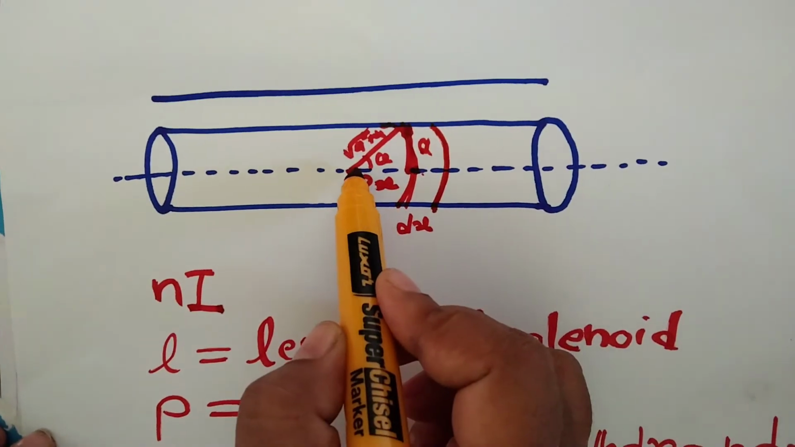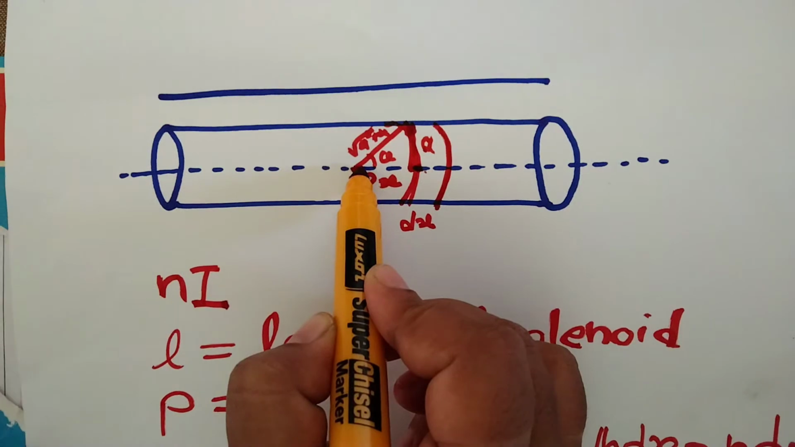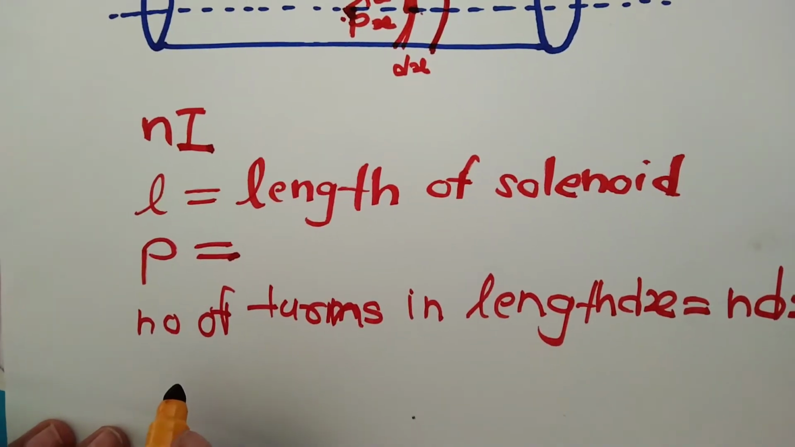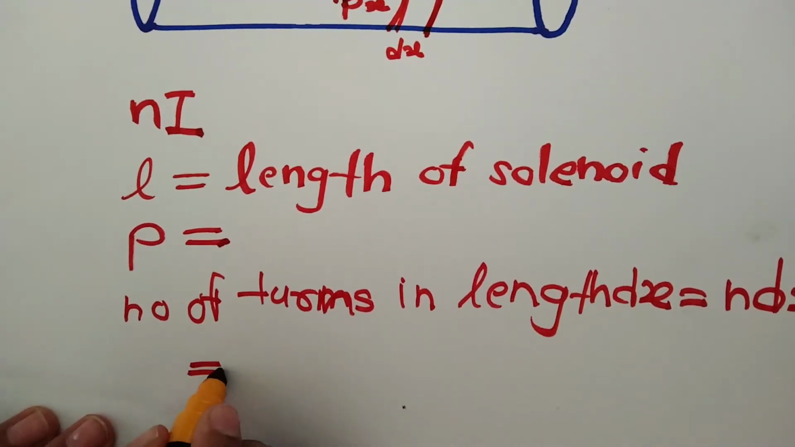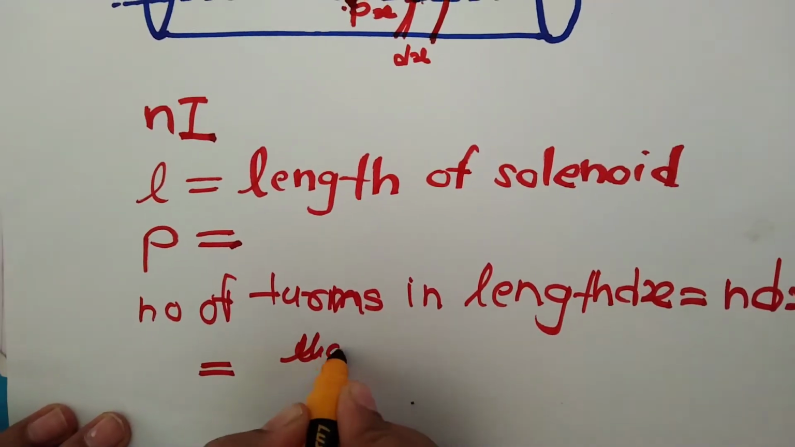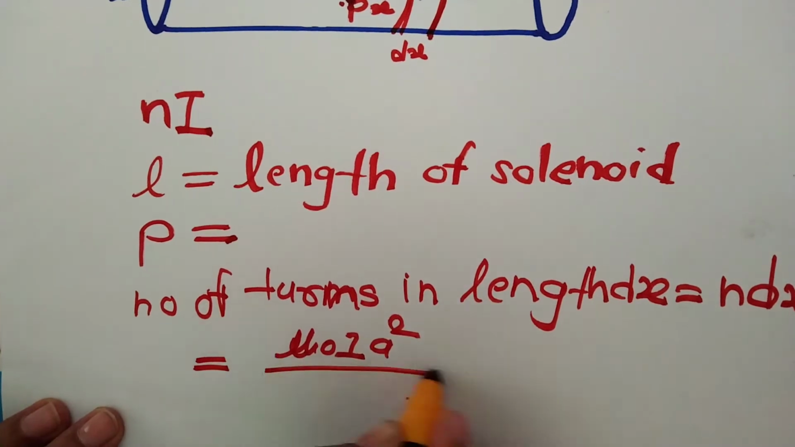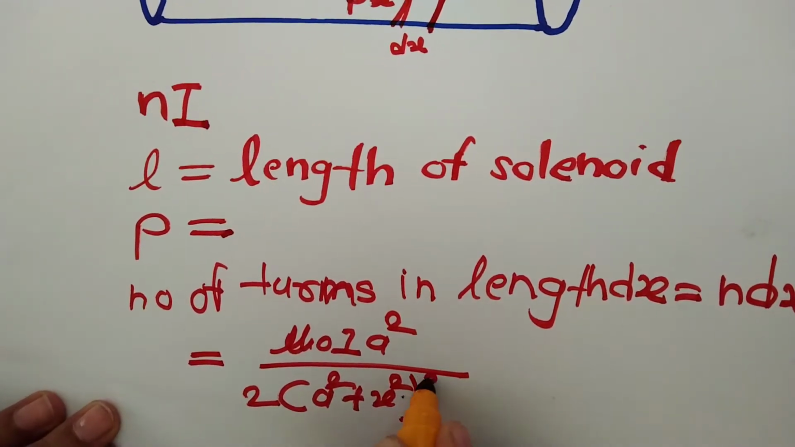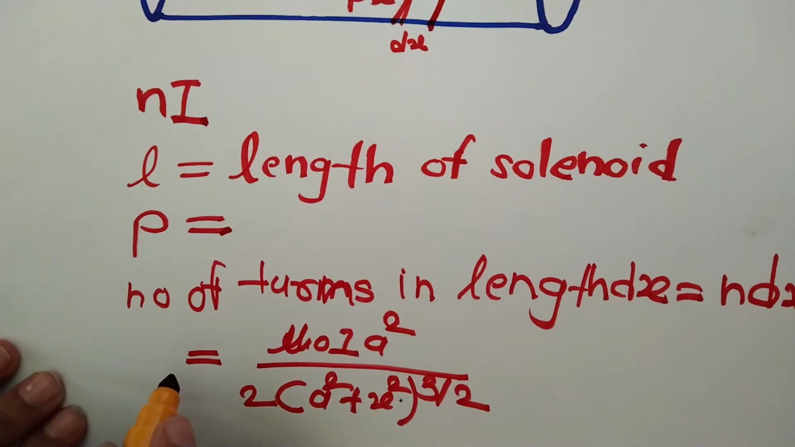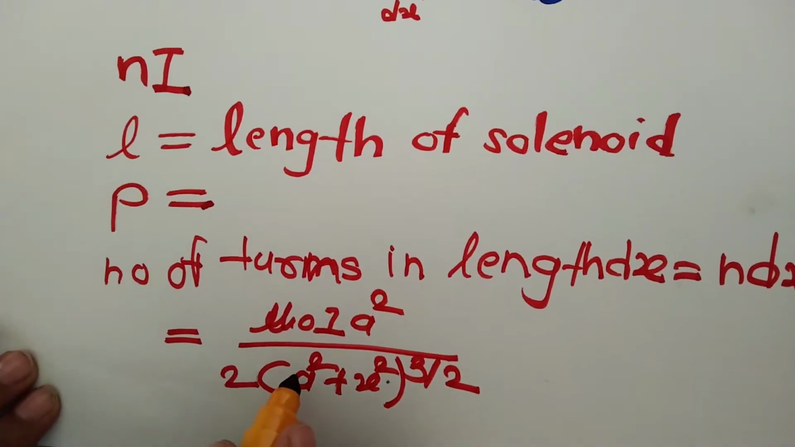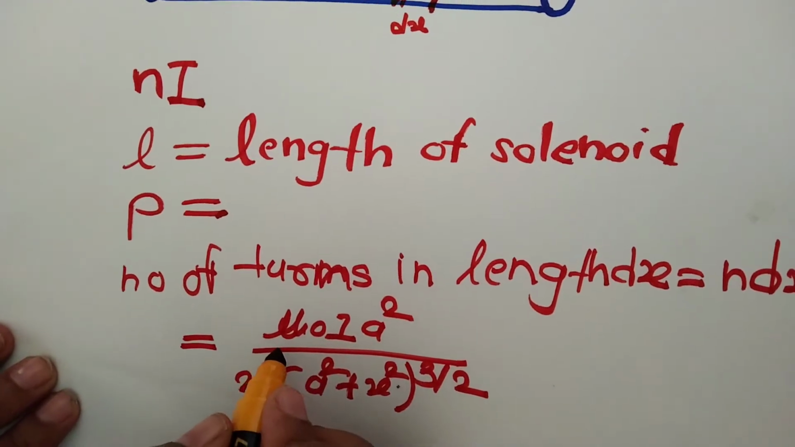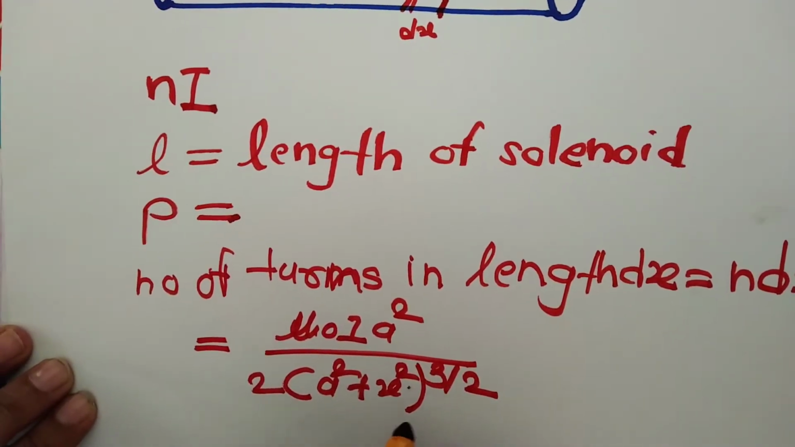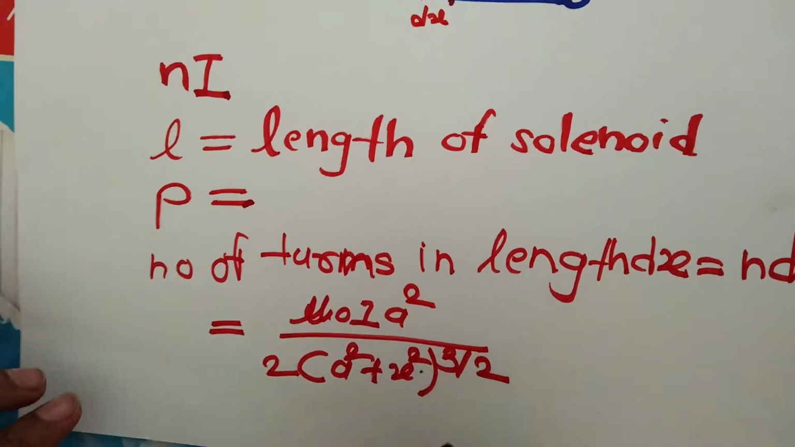Then the magnetic field at P due to a circular coil. We know the magnetic field due to a circular coil, which we studied earlier, is mu naught I a squared divided by 2 times (a squared plus x squared) raised to 3 by 2.